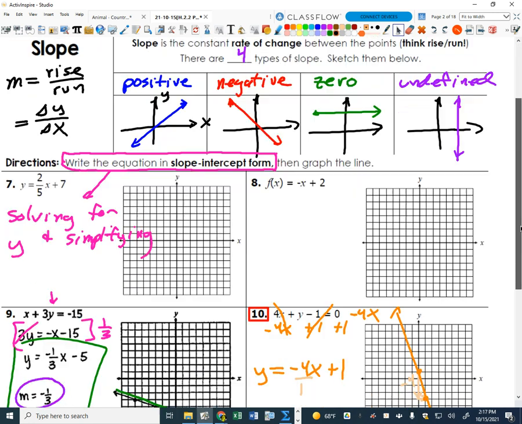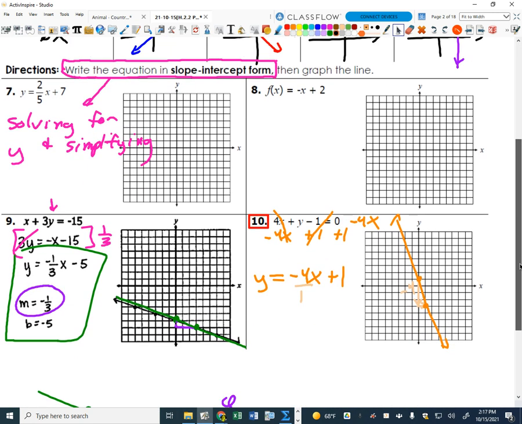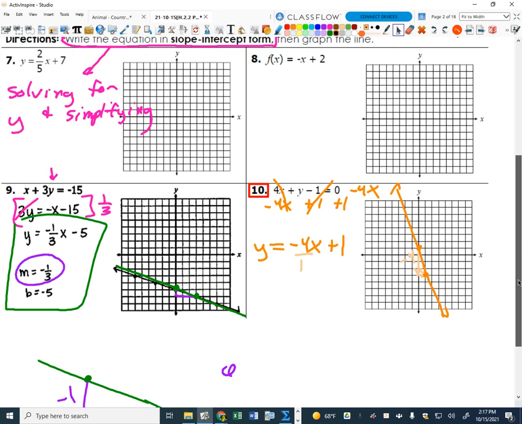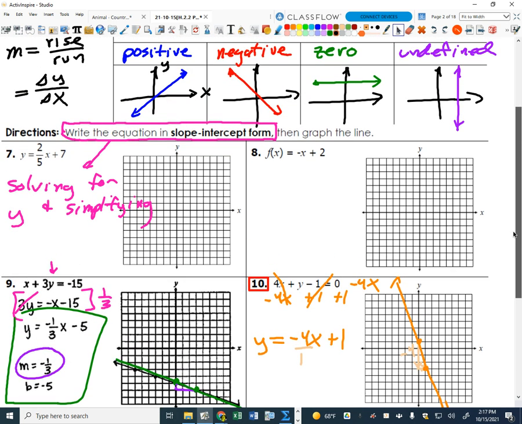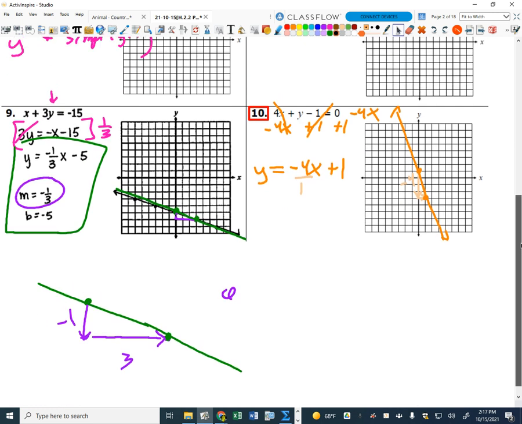And then we did some examples where we put functions into slope-intercept form, which only amounts to solving for y and simplifying. Anytime you isolate the y in a linear equation and simplify, you're going to end up in slope-intercept form every time, right, if you solve for y. And then graphing these is a piece of cake.